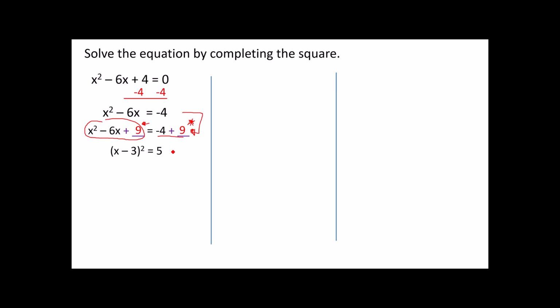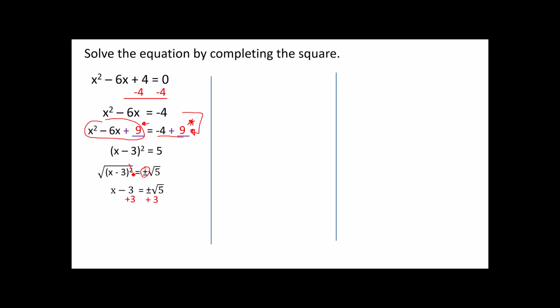Once you're at this point, the rest should be very easy because this is what we did in the previous video. We said if I have one side that is a perfect square, to undo that I just square root both sides. Once again, making sure, like in the last video, that we don't forget the plus minus sign. Remember, squares and square roots undo each other, so you're left with x minus 3 equals positive negative radical 5.